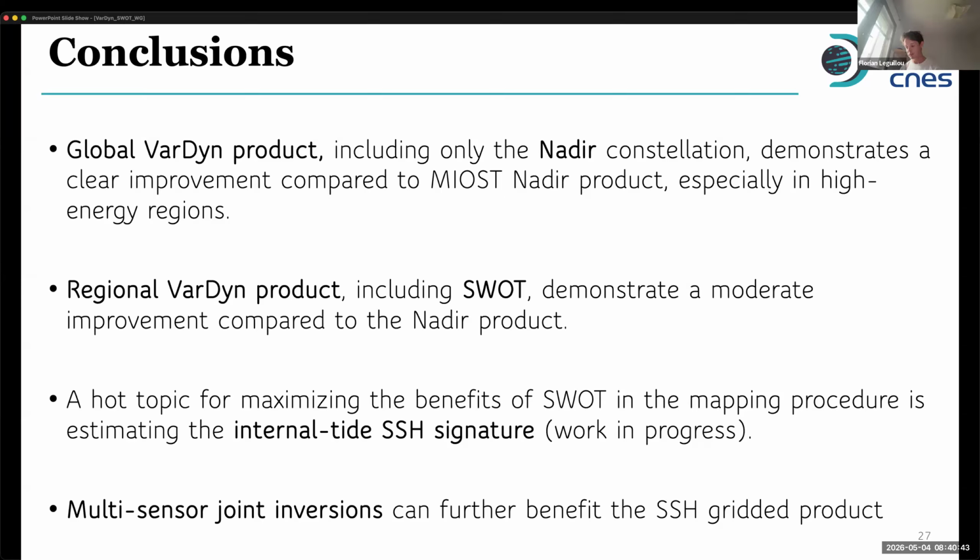on this topic. And also one way to enhance SWOT and make it used effectively is to combine it with different tracer data in the data assimilation procedure to have, at the end, high resolution fields that are physically consistent. So I stop here and I can answer some questions if you have.